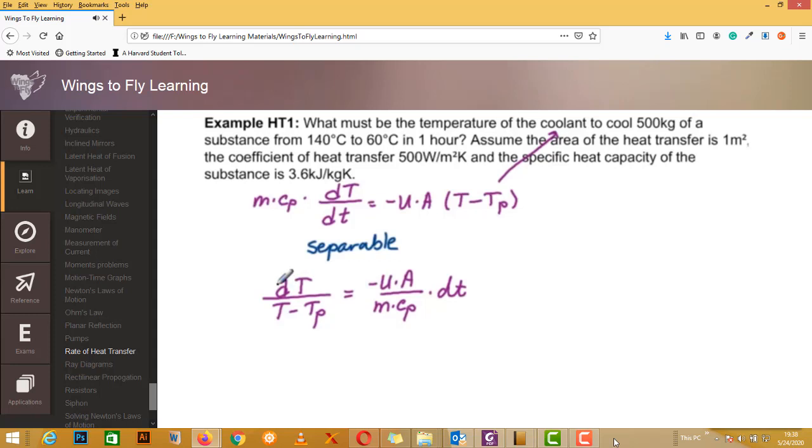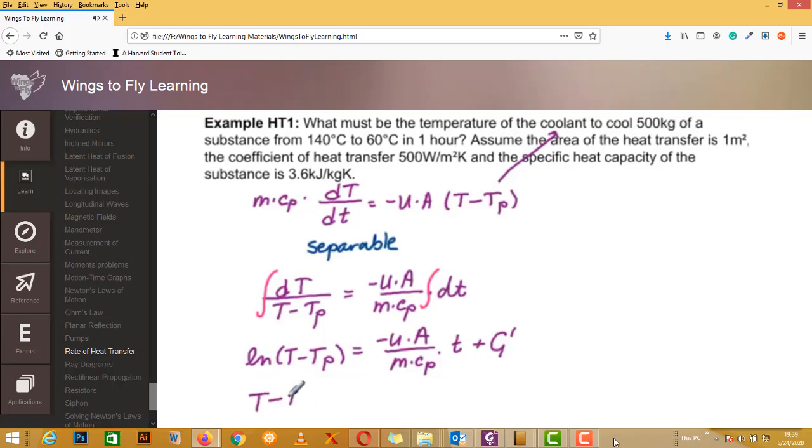Integrate both sides, and we have, these are all constants, and we get ln of T minus Tp. That's the easy part if you don't put the minus. That's the part that I like. Minus U times A over M times Cp times t plus some kind of constant C, fancy prime, whatever you want to write it. And since we're interested in getting to Tp, the primary coolant, probably we would like to get rid of ln. So let's do e to both sides.